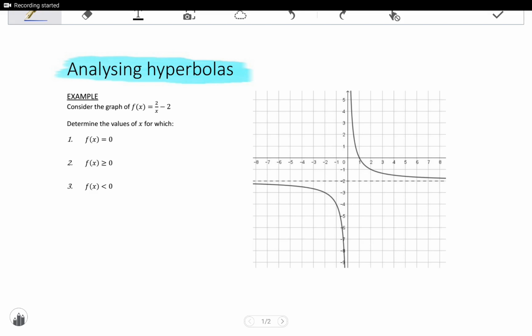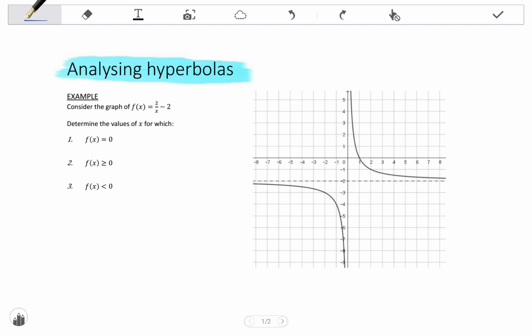In this video, we'll look at analyzing hyperbolas. Now, we have looked at analyzing linear functions and parabolas, so you should have become very familiar with these types of questions, so I will be going through them faster. For this first example, it says consider the graph of f of x equals 2 over x minus 2.